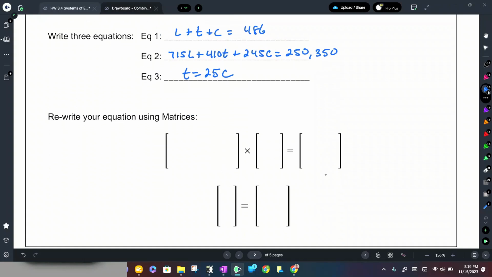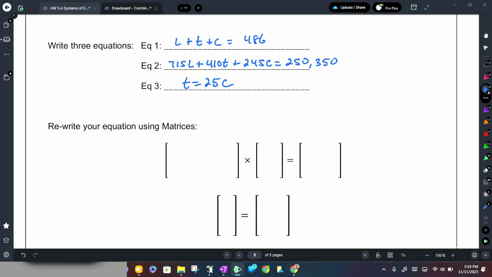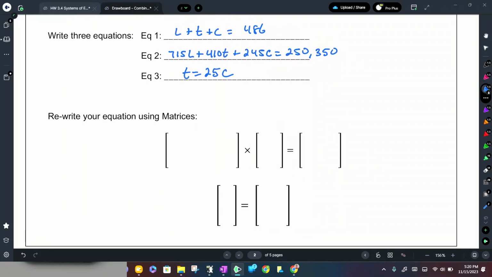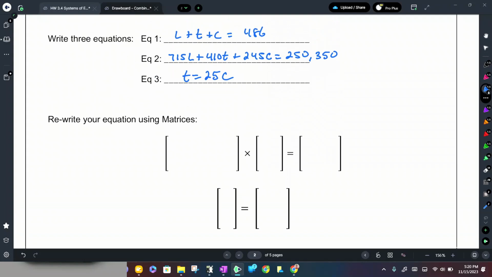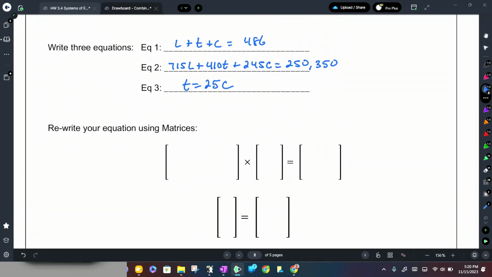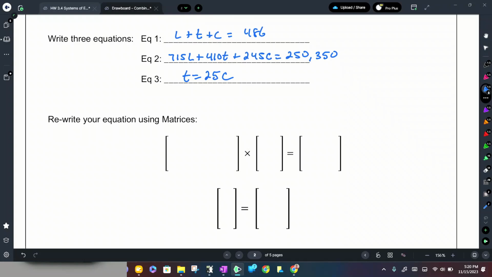I'm not going to rewrite it using these matrices. Actually, let's rewrite it using this matrix, because you'll need to see this on the test. You don't have to solve this one. If you do solve it, I would use my technique and use your reduced row echelon form. So first off, we're just bringing down our coefficients in front of L, T, and C. So 1, 1, 1. And then we're doing the same thing on the next line. So this is going to be 715, 410, 245.